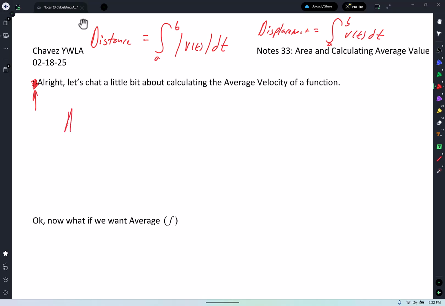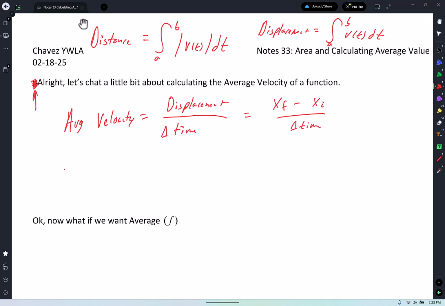From physics, average velocity is equal to displacement divided by the change in time. Sometimes they write this as x final minus x initial divided by the change in time, because the change in position is displacement, right? So it just depends. Okay, that's what you did in physics. Are we okay so far?